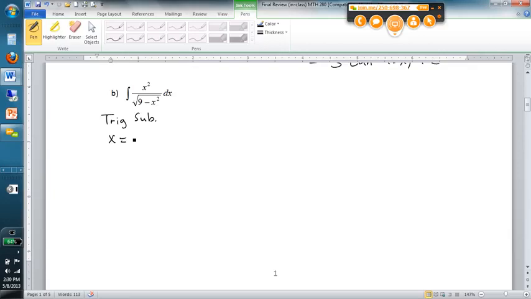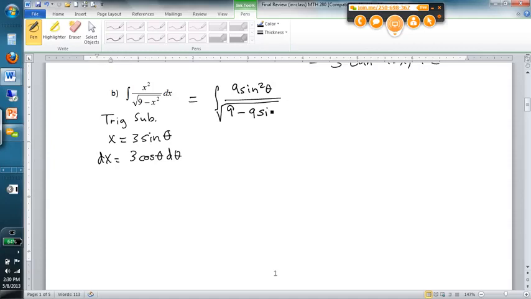So I'm going to let x be 3 sine theta. Why 3? Because I've got 9 there, so I'm going to square it, so it's going to be 9 there. Now, the other thing, of course, is dx. Well, dx would be 3 cosine theta d theta. So let's make that substitution right there. x is 3 sine theta, so the top would be 9 sine squared theta. Then the bottom would be the square root of 9 minus 9 sine squared theta. And then dx is 3 cosine theta d theta.